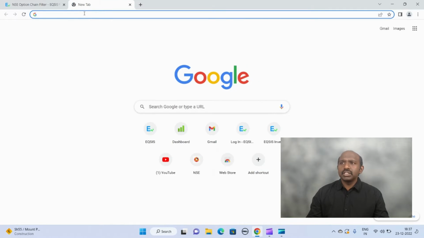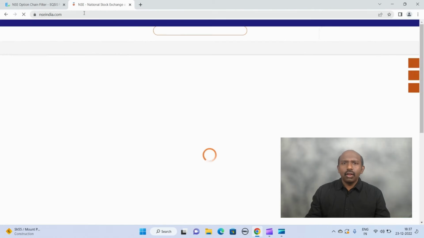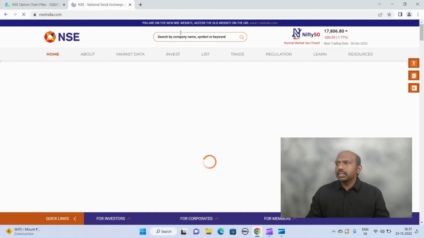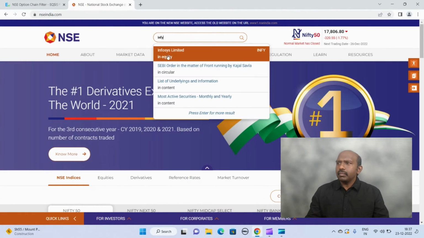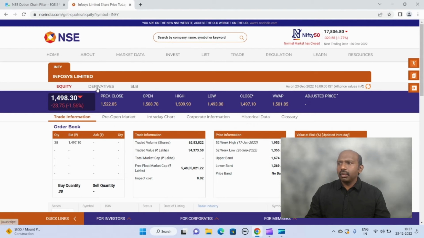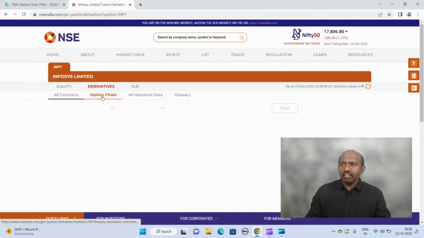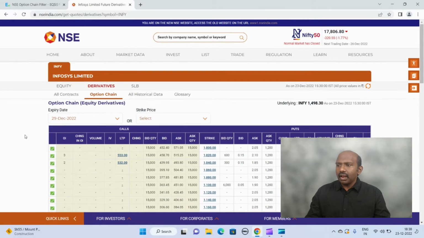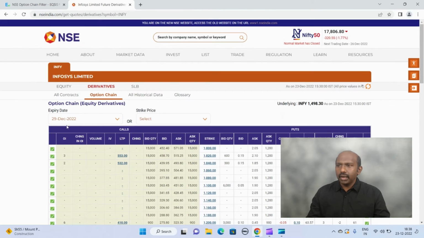If you wish to do this option chain analysis in a traditional way, you may get into nseindia.com, and type in a company called, let's say, Infosys. Then you need to get into the derivative section, and underneath you have to access the option chain. Once you open the option chain, you have a lot of strike prices along with call options and put options. This is a very traditional way of doing it, I agree.